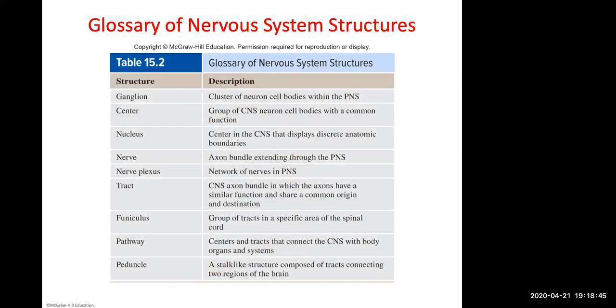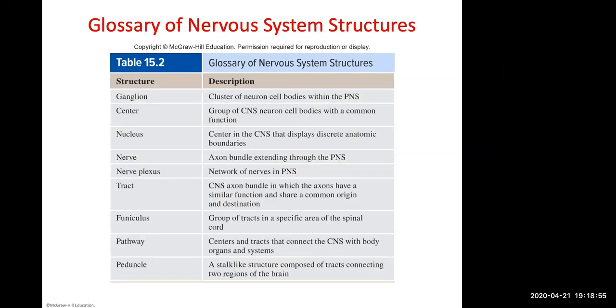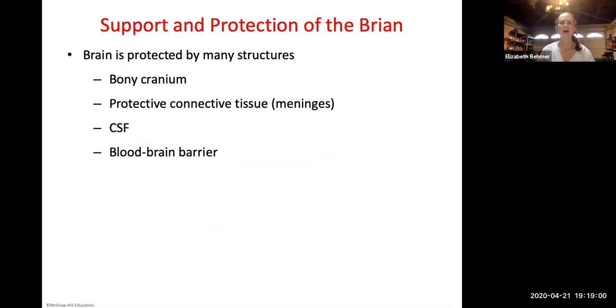Okay, so here are some structures and their description of the nervous system. I'm gonna skip over this for now. All right, the brain is protected by many structures. The bony cranium, you guys remember all the bones, hopefully, that protect the cerebrum itself. And then it's protected by what we call meninges. And those are the protective connective tissue layers.